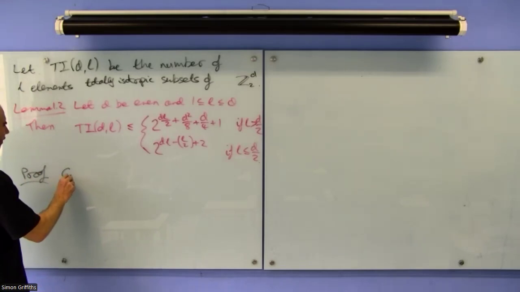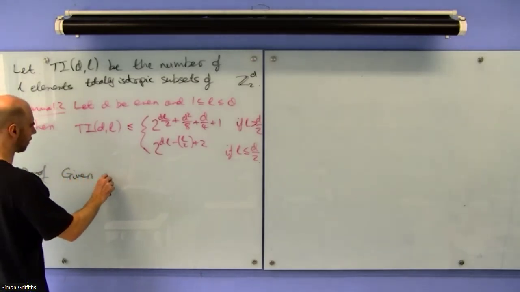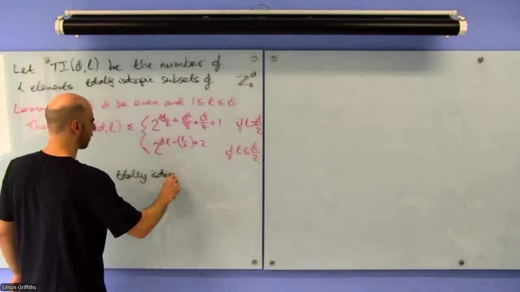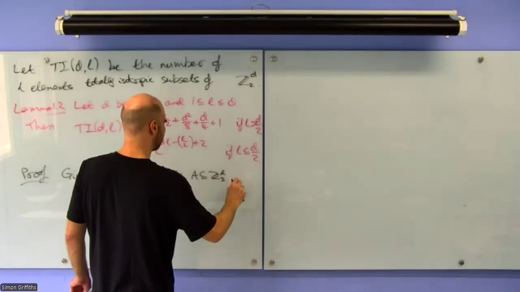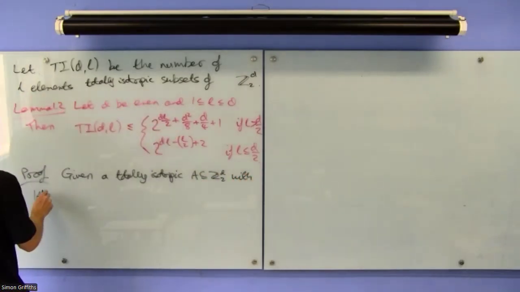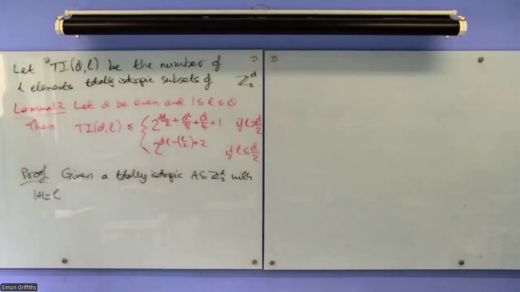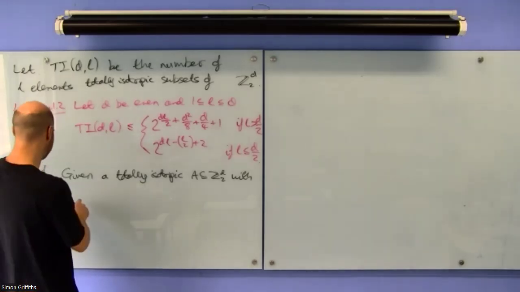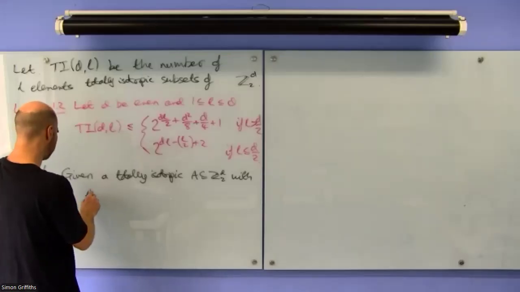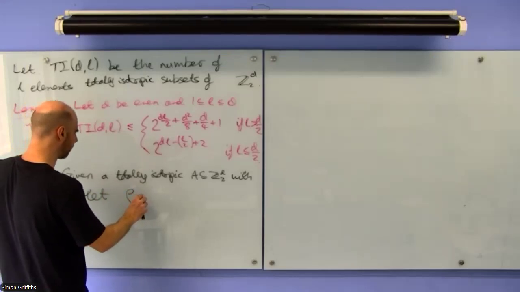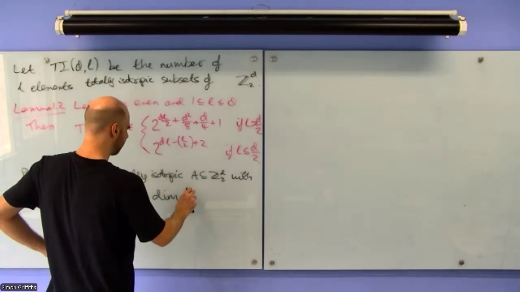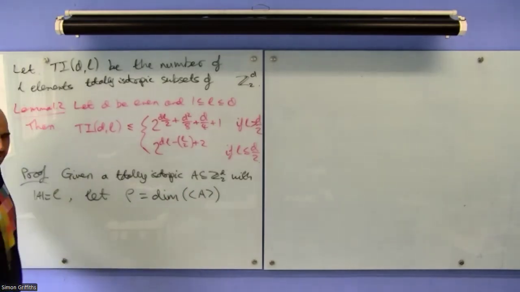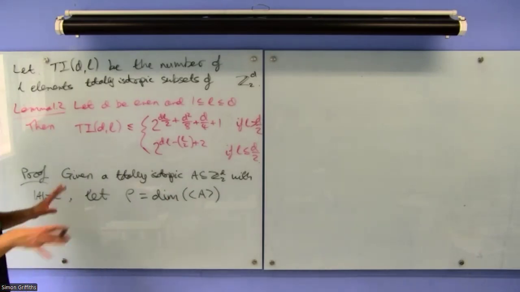So, given a totally isotropic subset A containing L elements, we can define its dimension to be the dimension of the subspace it generates, or in other words, the smallest subspace that contains A. So maybe to save space on the board, I'll say let rho be the dimension of the subspace generated by A. It's the same as the number of vectors you need to generate a space that contains A.